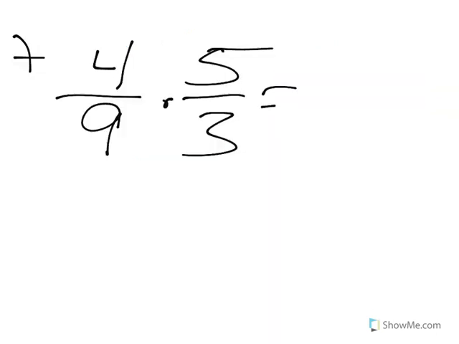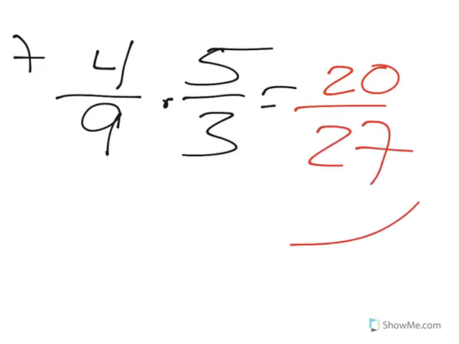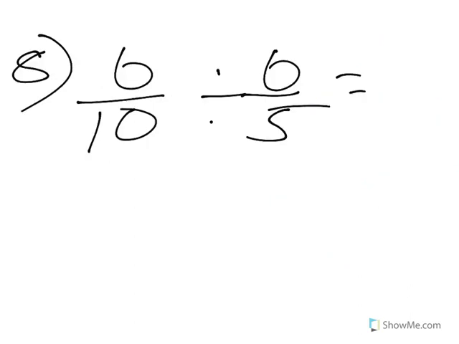Number 7, I'm multiplying fractions. I do not need a common denominator. There's nothing I can simplify, so I can just multiply. 4 times 5 is 20. 9 times 3 is 27. It's already in simplest form, so that is my answer, 20/27.